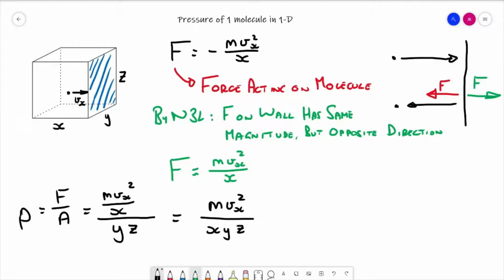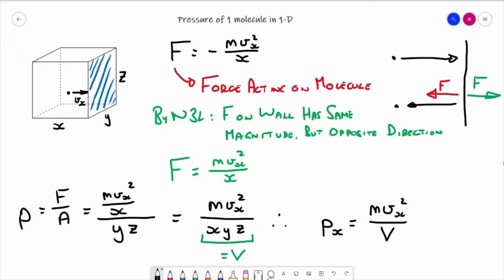And of course, finally, what we spot is that xyz on the bottom are just the three dimensions of the container, this theoretical container that we've come up with. Therefore, when we multiply the three different dimensions together, we just end up with volume. And therefore, finally, we have the pressure of one molecule in one direction, which is the x dimension in this case, and it ends up as m vx squared over the volume.